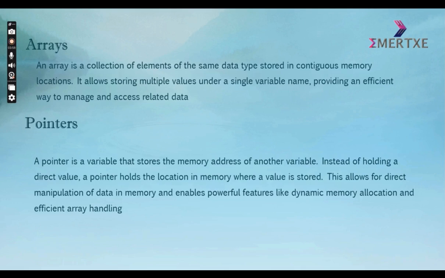Pointers. A pointer is a variable that stores the memory address of another variable. Instead of holding a direct value, a pointer holds the location in memory where a value is stored. This allows for direct manipulation of data in memory and enables powerful features like dynamic memory allocation and efficient array handling.